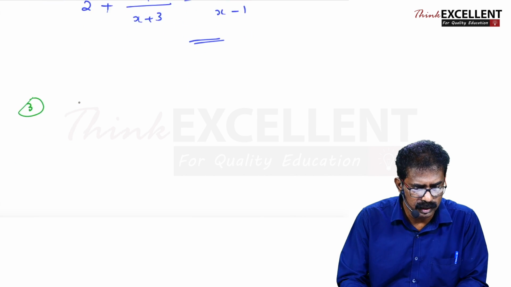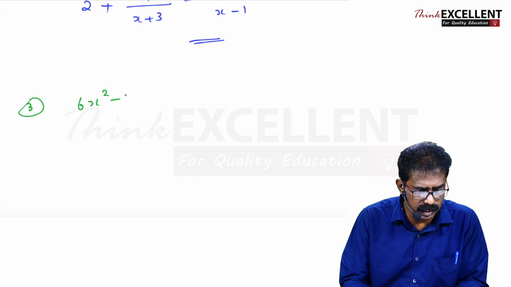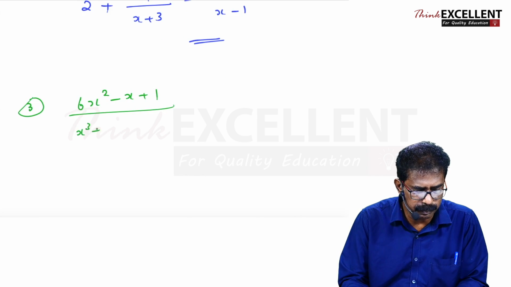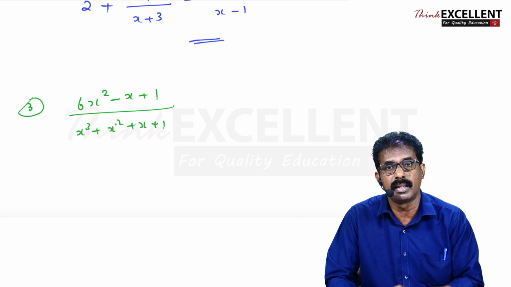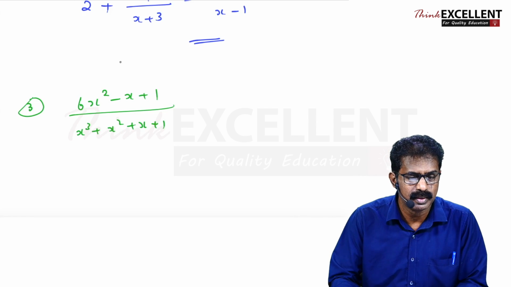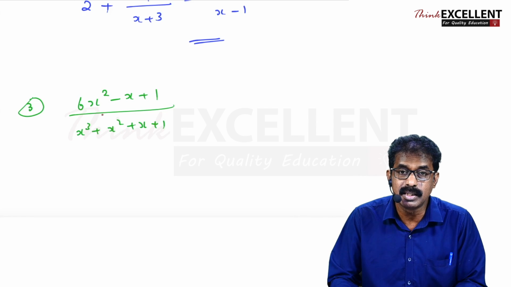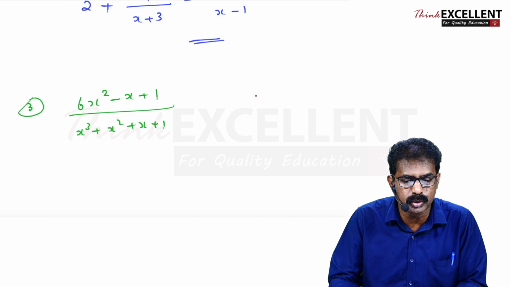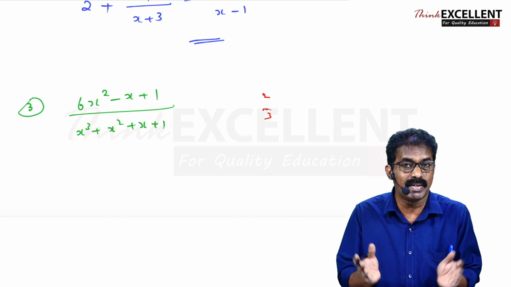Listen to this question. Suppose the question is 6x square minus x plus 1 divided by x cube plus x square plus x plus 1. Now please listen here how to do this one. The denominator is a cubic equation, right? So how to do this? But is it proper or improper? Numerator degree 2, denominator degree 3. It is proper only. So it falls under any of the first 3 cases.